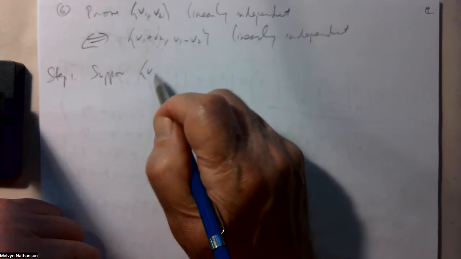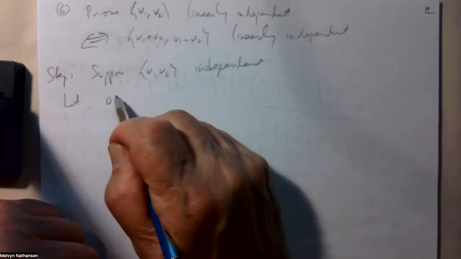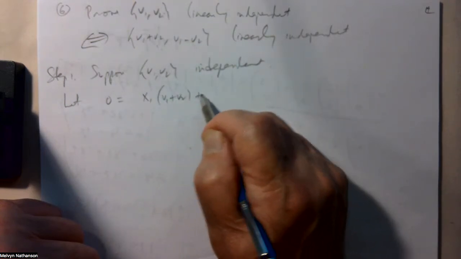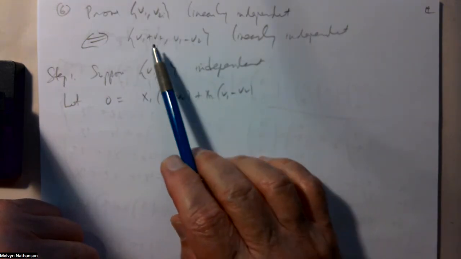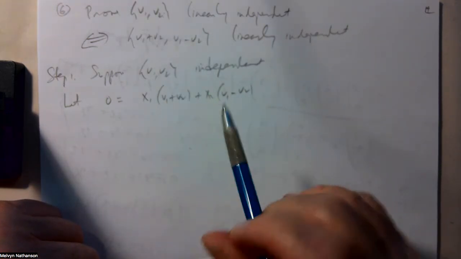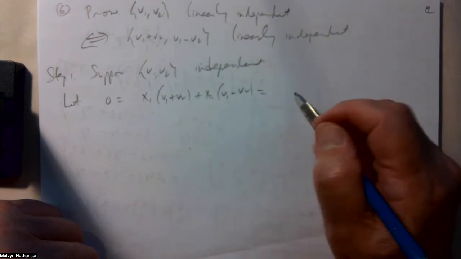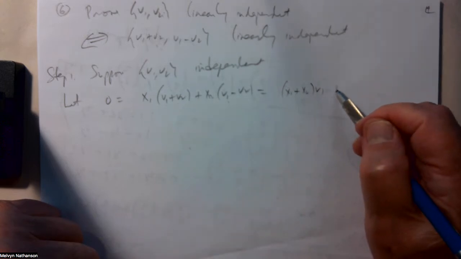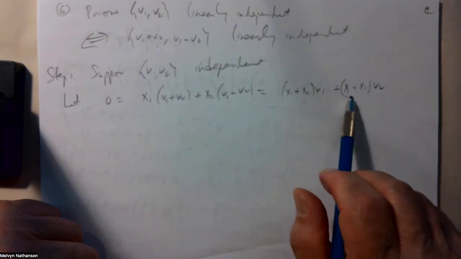So step 1, suppose v1, v2 is an independent set of vectors. Suppose the 0 vector can be written as x1 times (v1 plus v2) plus x2 times (v1 minus v2). So suppose a linear combination of these 2 vectors is 0. That's what this means. If we rewrite this, I have (x1 plus x2) v1 and (x1 minus x2) v2. Just expand this and rearrange, and this is what you get.